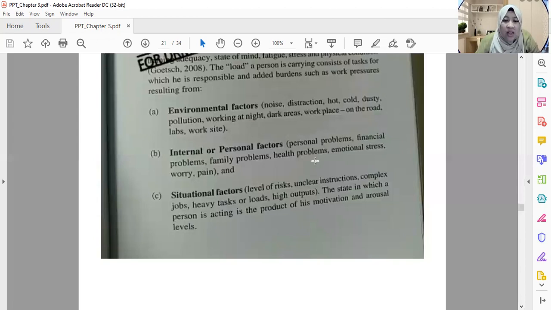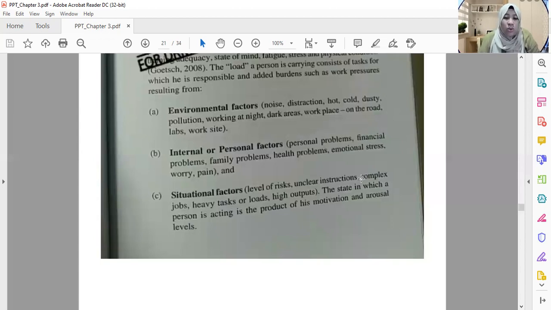And the other one is situational. You can just remember the acronym EIS, environment, internal, situational factor, level of risk, unclear instruction.